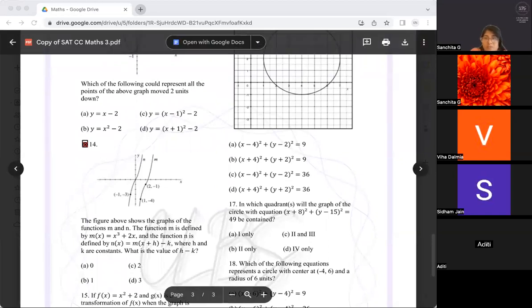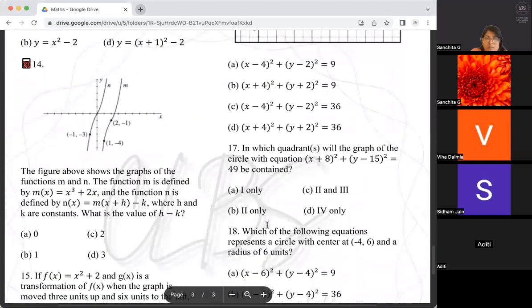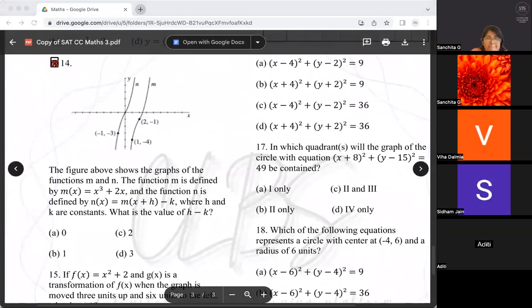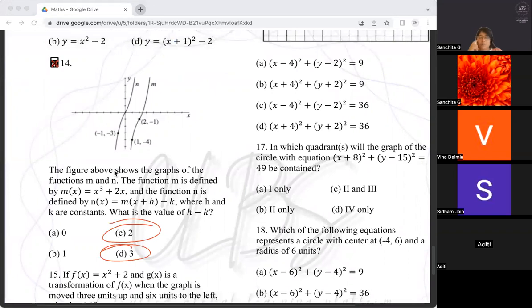Come on. Rishi, what did you get? Mom, I got C. Okay. Aditi, what did you get? I struggled in this one, but I put the fourth option. Okay. Viha, what about you? Nice question. Siddham, I didn't understand it. Okay, all right. Let's see.